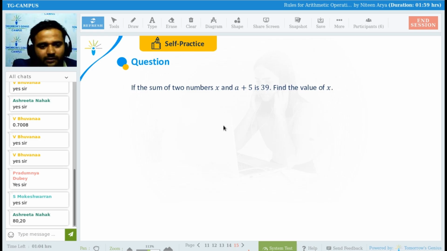Okay, solve this beta, and then I am going to be here again. Beta, the number is going to be some numeric value. You need to find the value of x. If two numbers x and a plus 5 is 39. One thing is missing here. Wait.